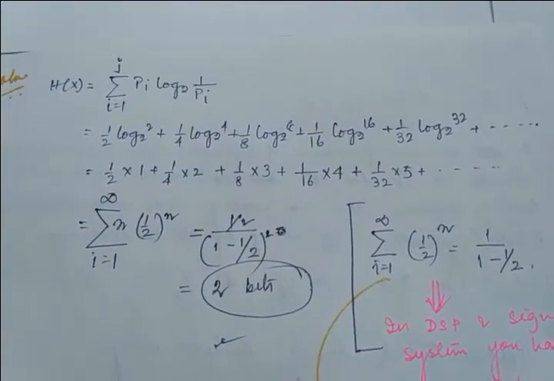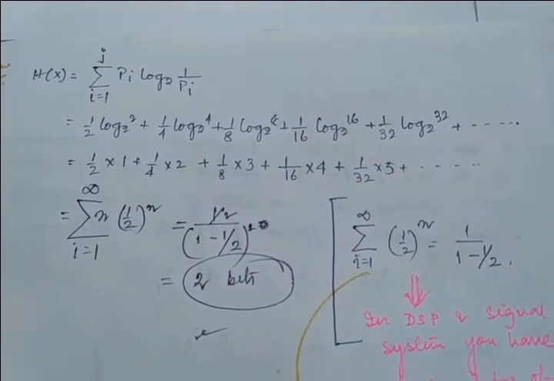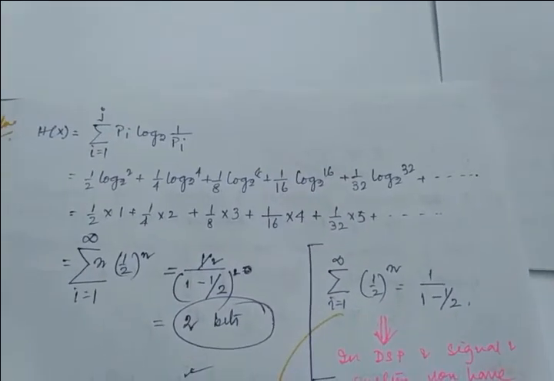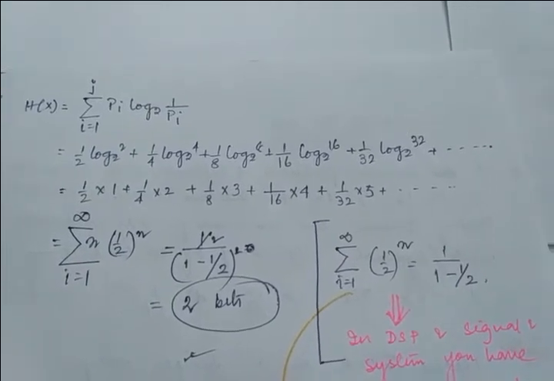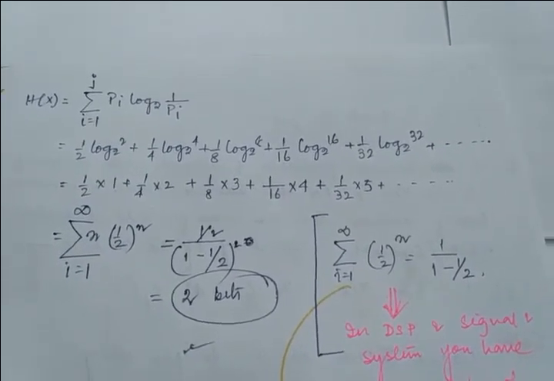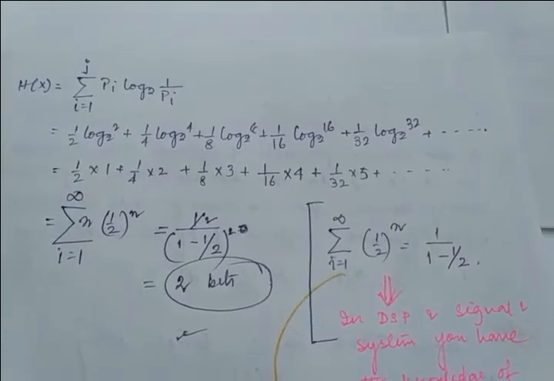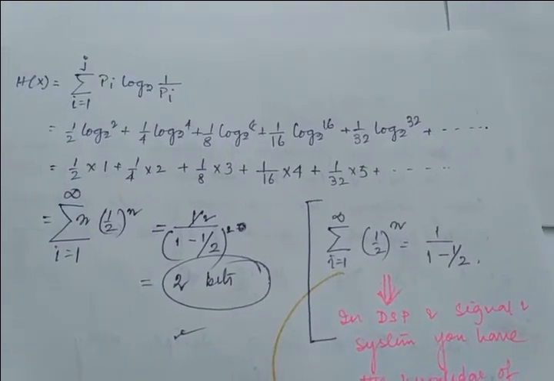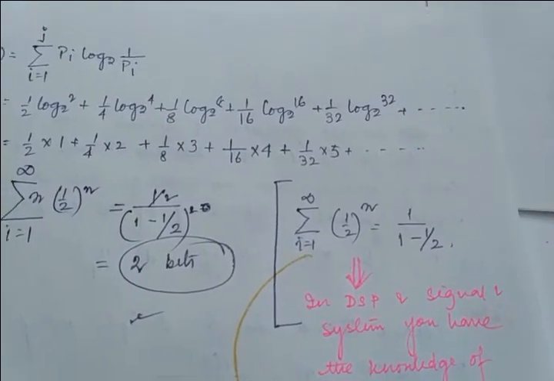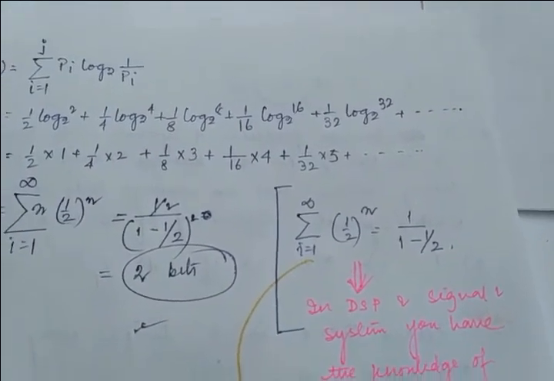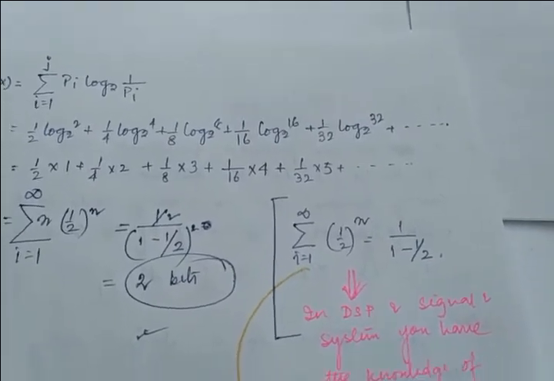Hx will be equal to Σ pi log2 pi, simple. Hx means you have to calculate the entropy. So pi log2 pi, and there are so many symbols, so the limit will be i equal to 1 to infinity: 1/2 log2 2, 1/4 log2 4, 1/8 log2 8, 1/16 log2 16, 1/32 log2 32 and so on, right?